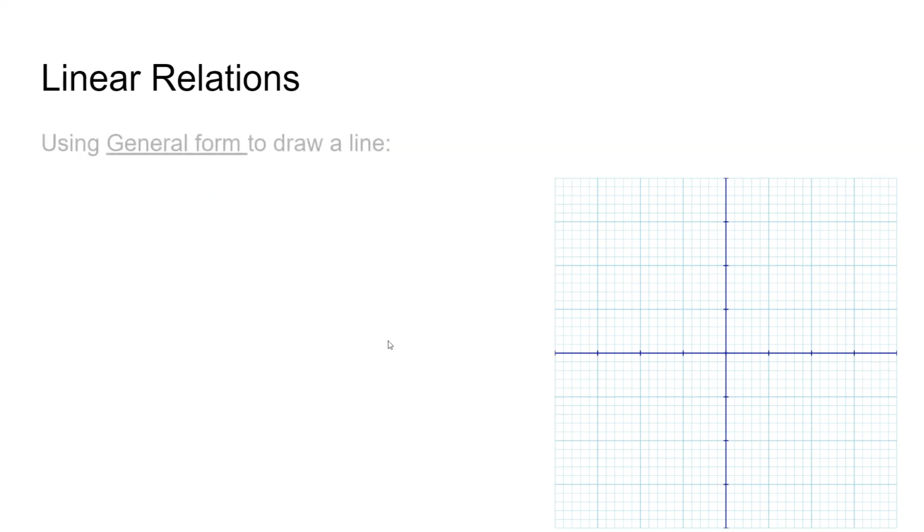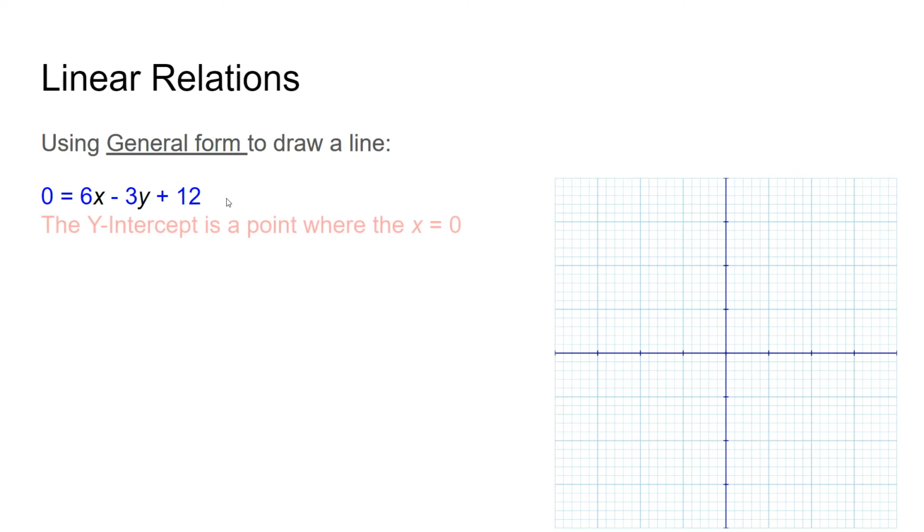Now let's have a look at an equation in the general form. This equation's already been written in the general form. So we've got 0 equals 6x minus 3y plus 12. The first thing we need to do to find the y-intercept is find the point where x is equal to 0. So we take that 0 and substitute it into our equation.